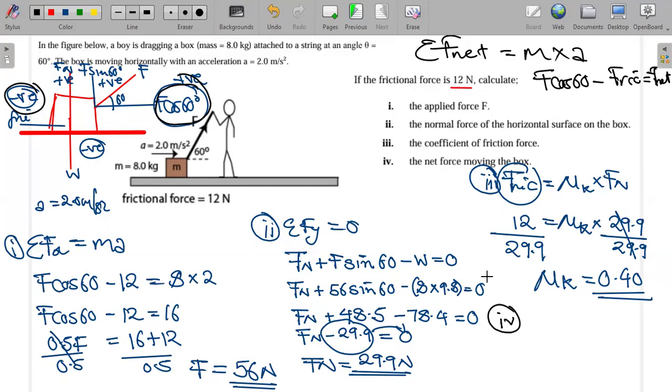You can use either of those and give me the answer that you are getting. You already know the mass, to say it's 8. We already know the acceleration, to say it's 12. We already have the applied force, to say it's 56. So you say 56 cos 60 minus the friction, which is 12. So each method that you can use, what answer are we getting?